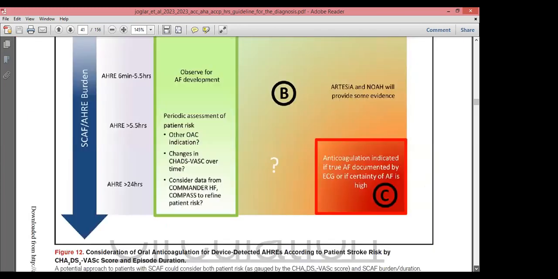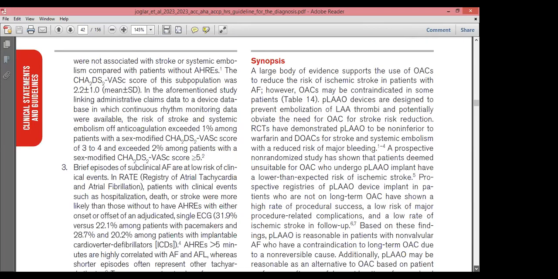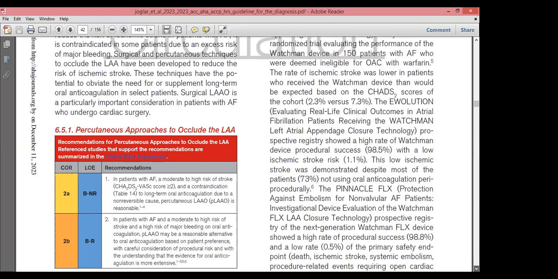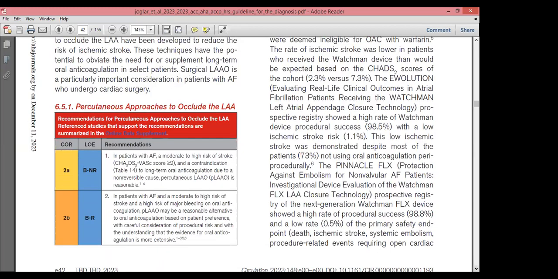Okay. Then using percutaneous approaches to occlude the left atrial appendage, there's no class 1 recommendation for this also. But the class 2 recommendation reads, in patients with AF, a moderate to high risk of stroke, that's CHA2DS2-VASc of 2 or more, and a contraindication to long-term oral anticoagulation due to a non-reversible cause, percutaneous left atrial appendage occlusion is reasonable.